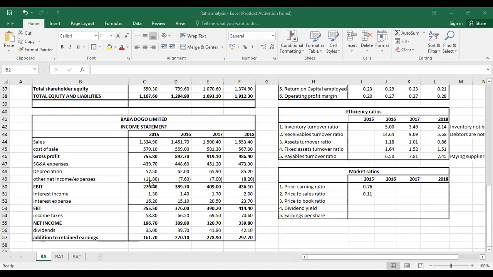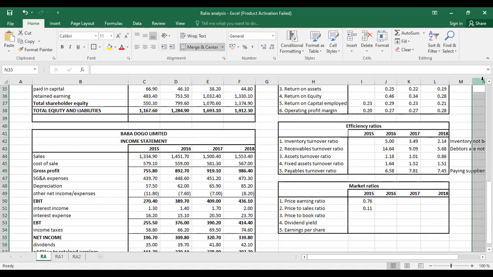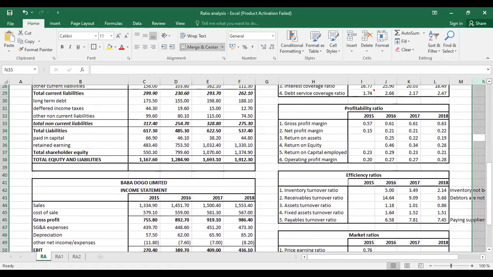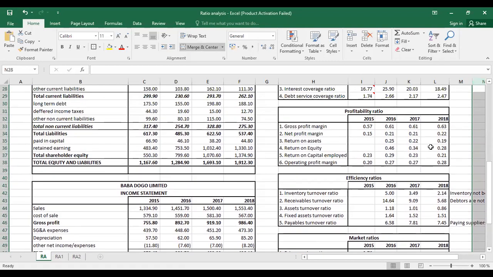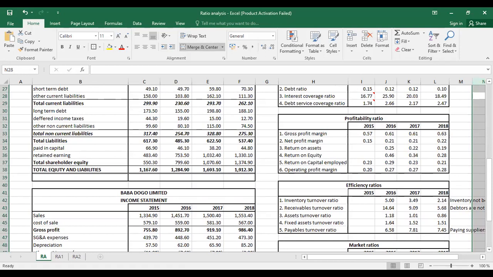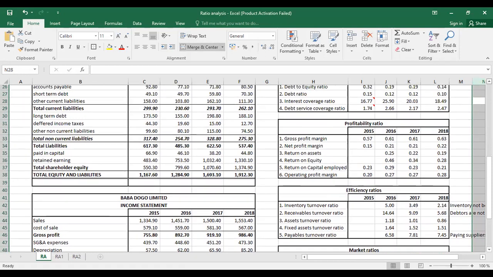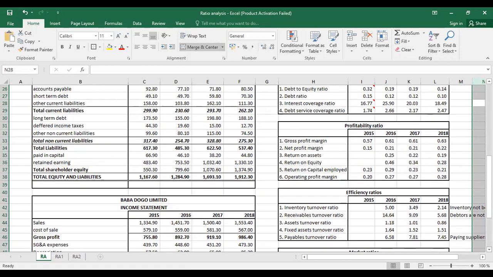Then here you cannot do the price to book value because we are missing the book value information. But we've been given the number of shares, so the book value will be the share capital divided by the number of shares.